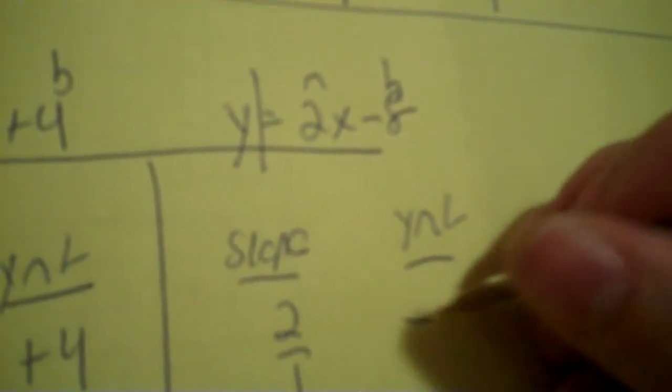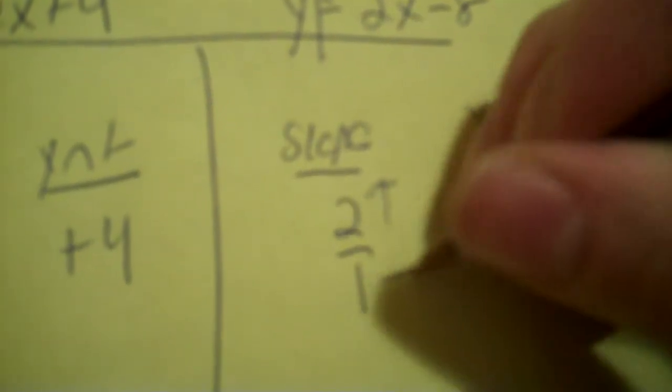Now the next one. Slope's 2 over 1, and then negative 8's the y-intercept. So we go down all the way to negative 8. It's down there. You just can't get it very good. Up 2, forward 1. You're going to notice something here.